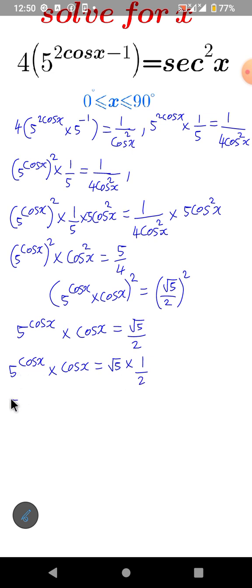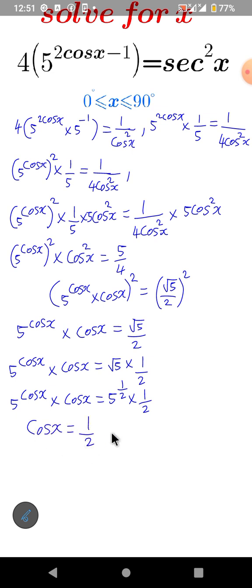Here is what? 5 raised to the power of cos x times cos x equal to, the square root of 5 can be written as 5 raised to the power of 1 all over 2 times, this is what? 1 all over 2 also. Now I'm going to compare both sides. The power of 5 here now is what? 1 over 2, while the power of 5 here is cos x. This other part here is what, cos x, and here is what, 1 over 2. So we can simply say that cos x is equal to 1 all over 2.